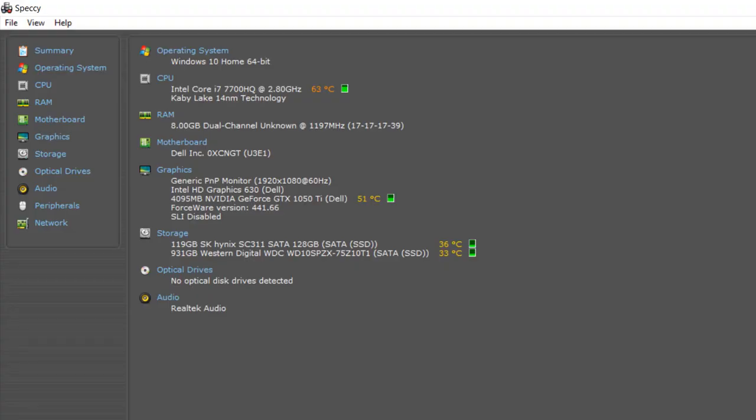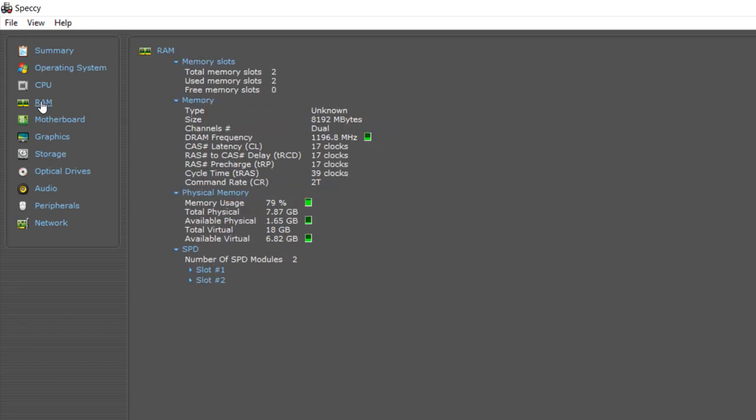First, I will load up Speccy to triple check what kind of RAM I currently have in this gaming laptop. Where is it? RAM. So, as you can see, I have 8 GB of RAM, which is split between two memory modules. So, total memory modules 2, used memory modules 2. And down here, I can see each memory module.